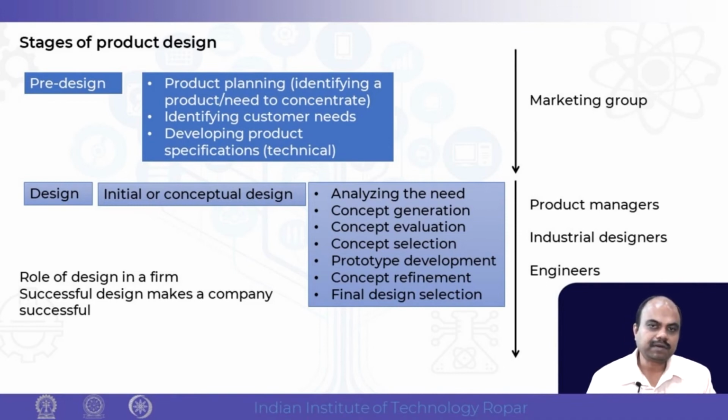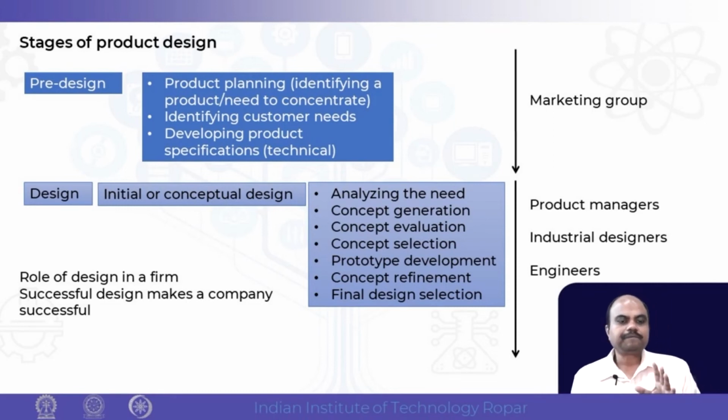Then prototype development. We will make the prototypes, especially in labs, or in computer simulation or virtual reality, or we can make a scale version in the lab or workshop, or sometimes give it to other companies to make some prototypes. Then concept refinement: once we have the prototype, we do some analysis, refine it possibly, and improve the design. And then final design selection: among the few designs we have selected, we are going to take one, finalize it, and take it to the next step.